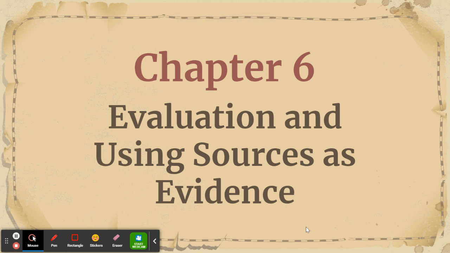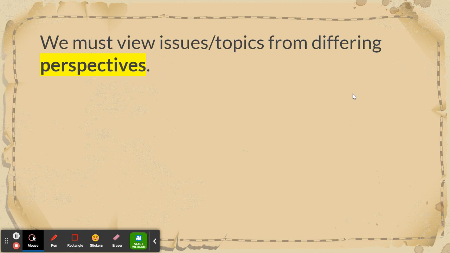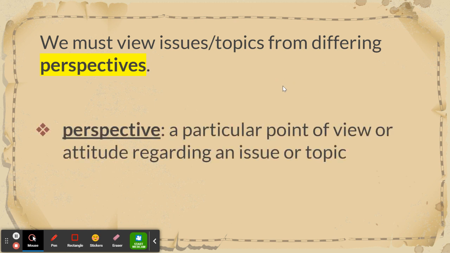This is part one on evaluation and using sources as evidence. And so, the first thing that we need to understand is that we must view issues and topics from differing perspectives. Perspective means a particular point of view or attitude regarding an issue or topic.